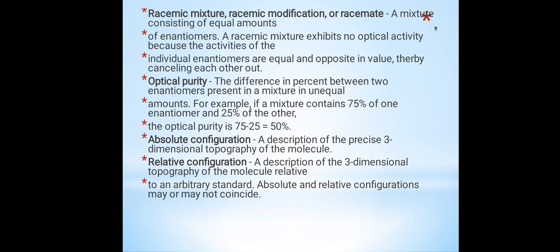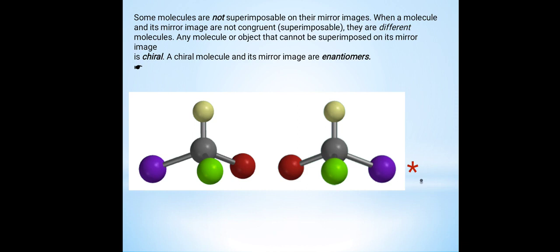Then optical purity means the difference in percent between the two enantiomers present in the mixture in unequal amounts. Then absolute configuration means the description of the precise three-dimensional topography of the molecule. Then relative configuration means the description of a three-dimensional topography of the molecule which is relative. Some molecules are not superimposable on their mirror images. When a molecule and its mirror image are not congruent, they are different molecules, like any molecule or object that cannot be superimposed on its mirror image.